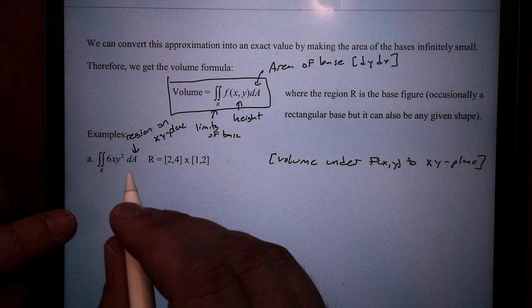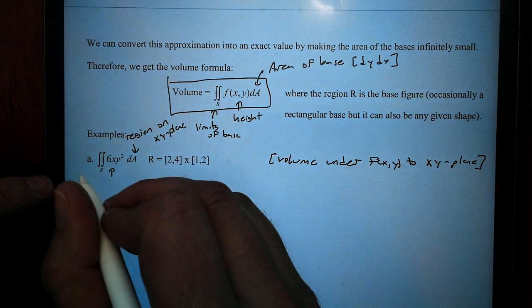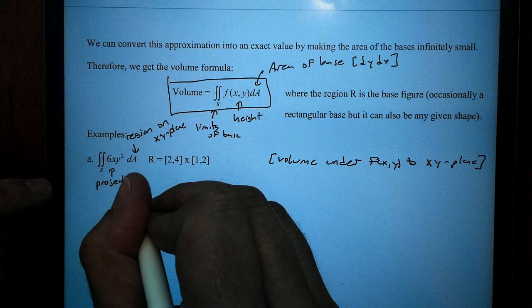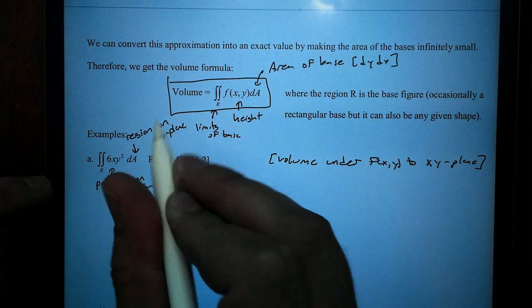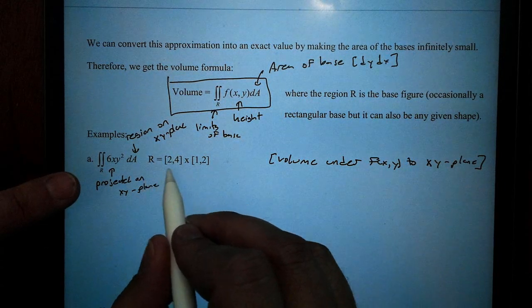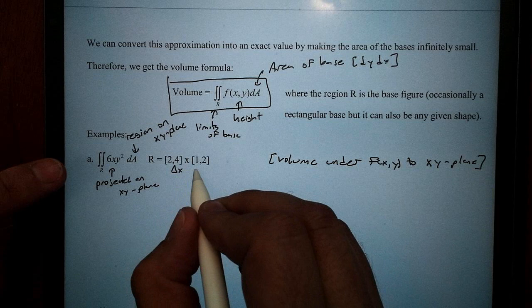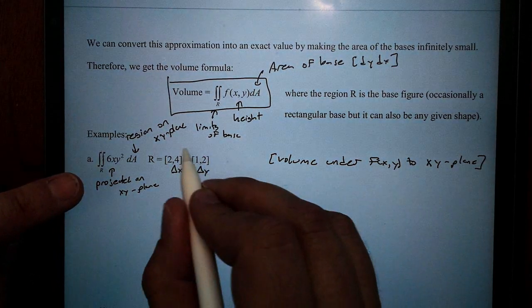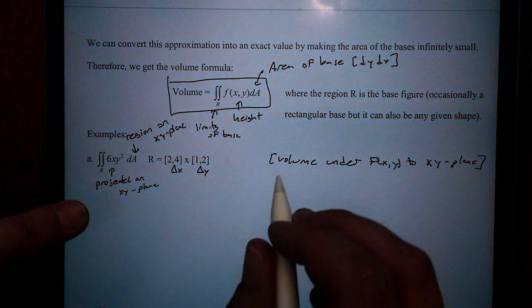Now next, remember this 6xy squared is projected on the xy plane. So we're trying to find the volume using this base right here, because this is going to give me my change in x's, and this is going to be my change in y's. So we're looking at the base region right here on the xy plane projected up to this function, and we're going to try to find the volume.